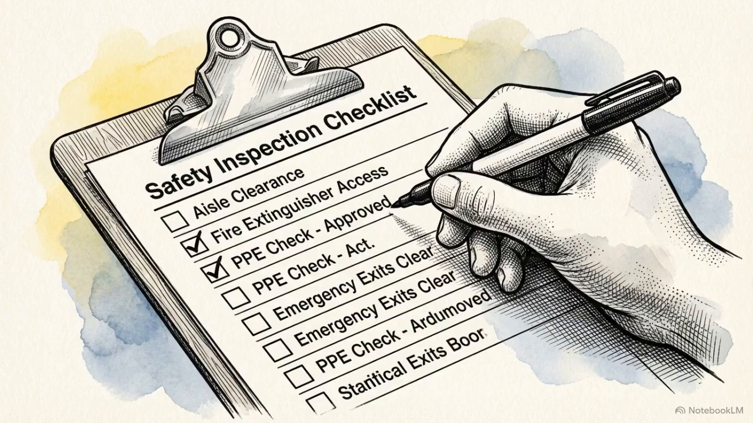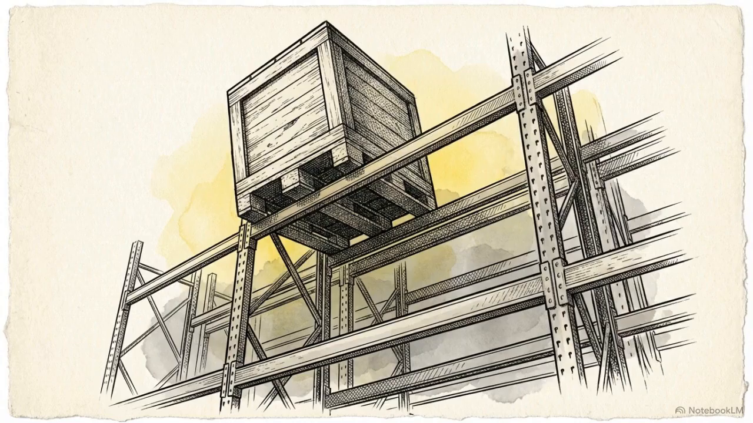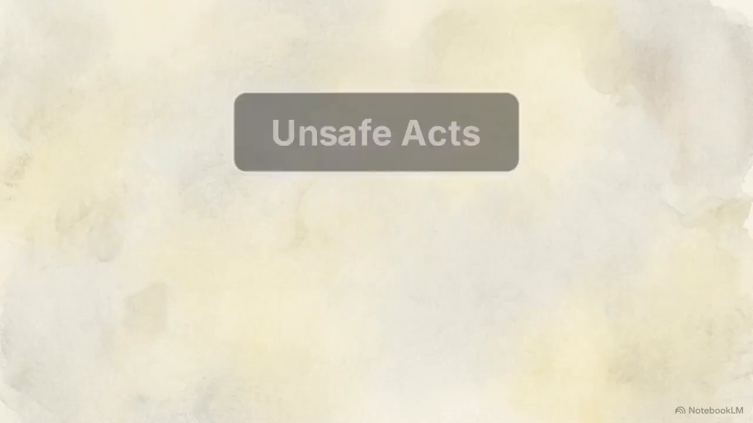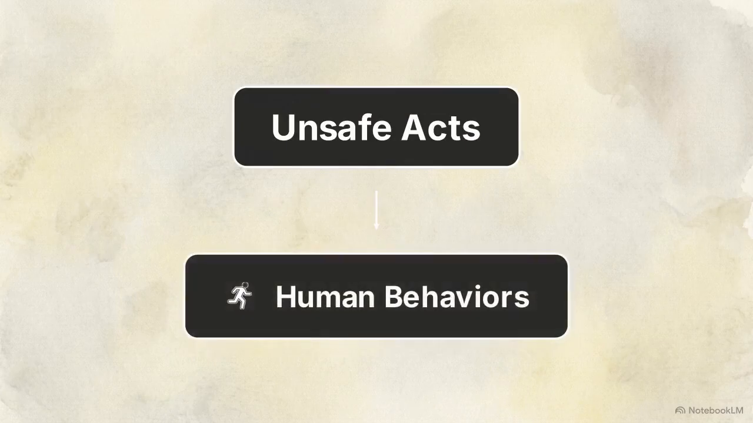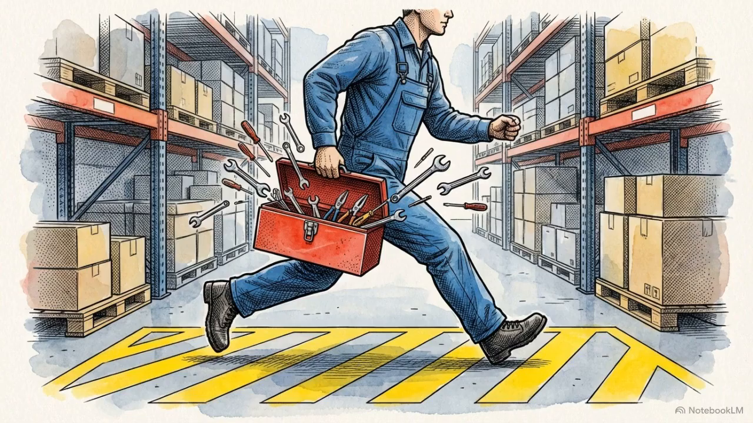Step 1 is identifying a hazard, a source of exposure to a potential danger, such as a heavy object resting precariously on a high shelf. Next, we look at unsafe acts. These are specific human behaviors that cause danger, like a worker running through a high-traffic zone while carrying tools.